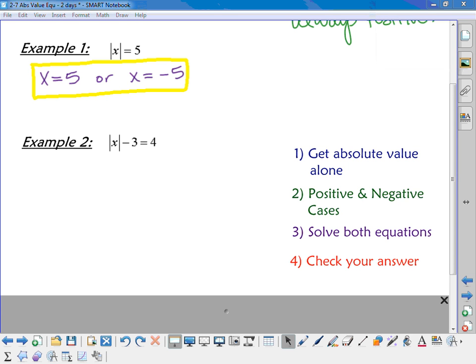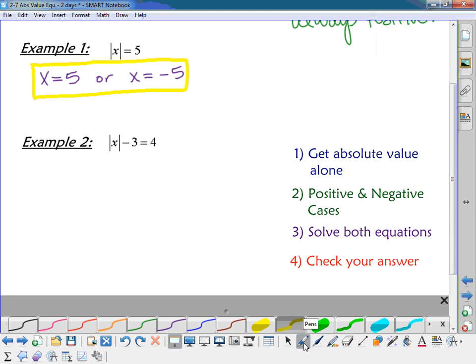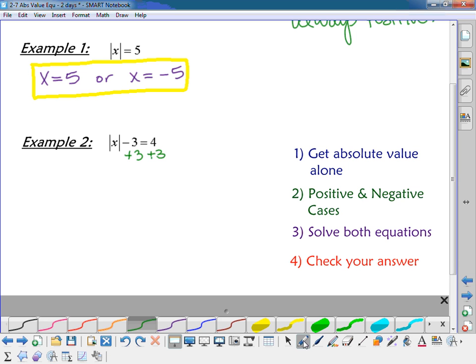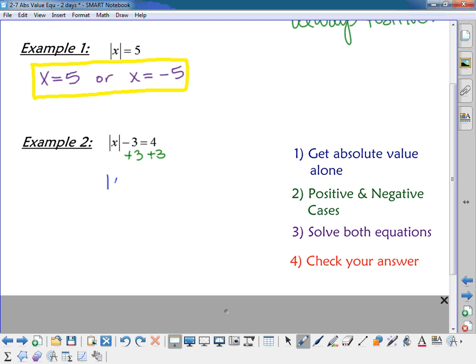Okay, so first thing I need to do is get the absolute value expression all by itself. So I need to get rid of that negative 3. The opposite of subtracting 3 is adding 3. So now I have the absolute value of x is equal to 7. So that means that either x equals a positive 7 or x equals a negative 7. Okay, and since this one, there's nothing else in the absolute value bars, this one's really straightforward. We get it pretty quickly.